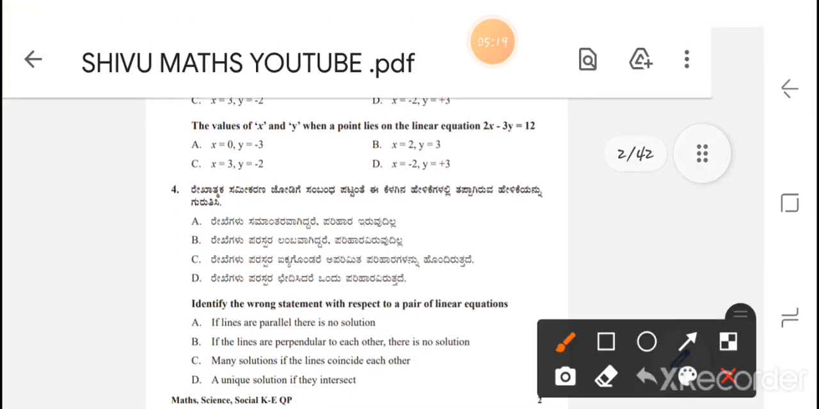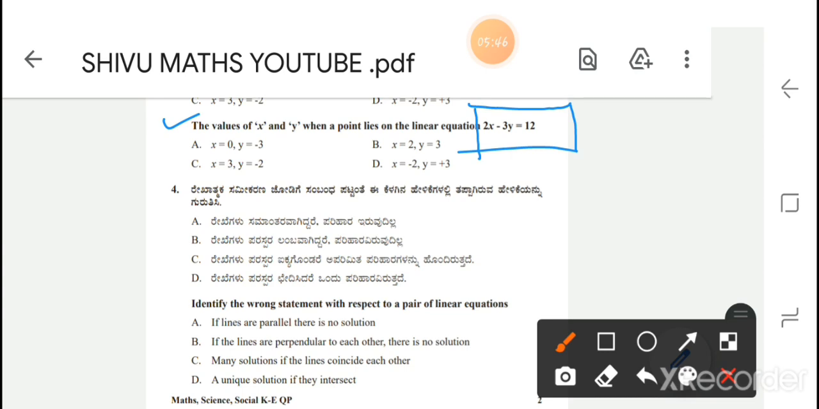What is the third question here? The value of x and y when the point lies on the linear equation. See, the equation given is 2x minus 3y is equal to 12. Here the value of x and the value of y we need to find.